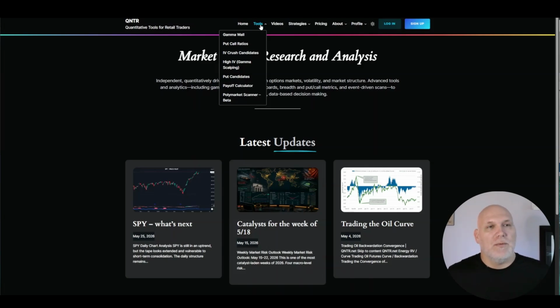If you take a look at Gamma Wall, it's for support resistance. You can pull it by stock, index, and it'll tell you exactly where the gamma walls are. We'll go into that in just a second. Put call ratios, sentiment indicator, IV crush candidates, which you guys have seen me use a lot during earnings season, high IV, gamma scalping, if you want to look at that. Put candidates, what candidates are good candidates to sell premium on based on upcoming earnings, and then a payoff calculator, Polymarket scanner that's still in beta, that just lets you know about whale alerts. But let's jump into Gamma Wall.